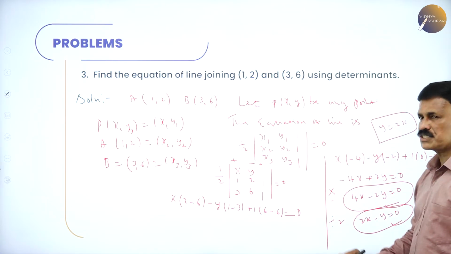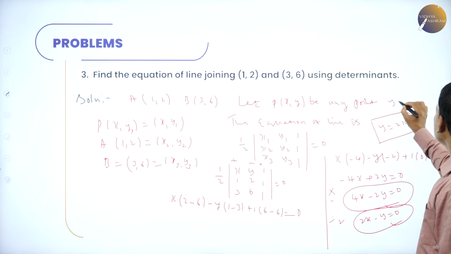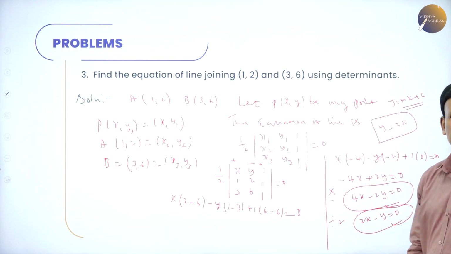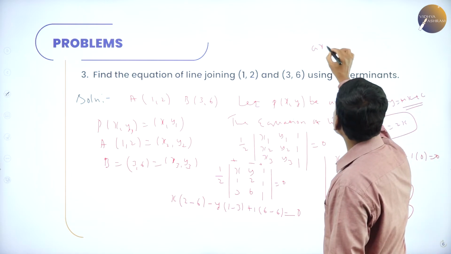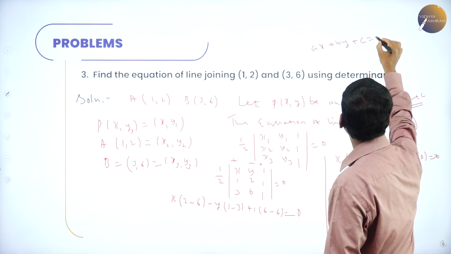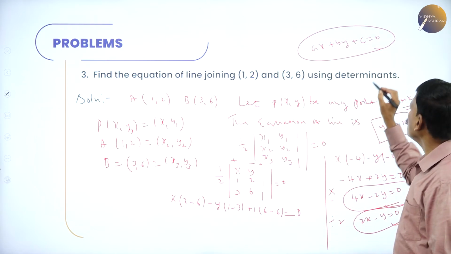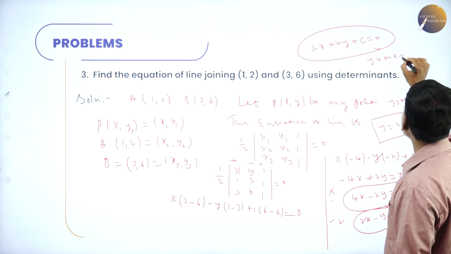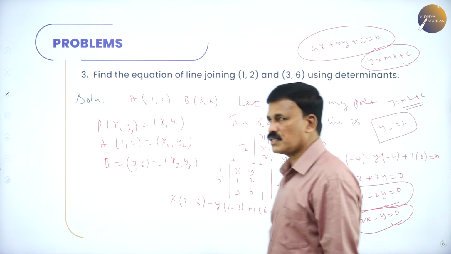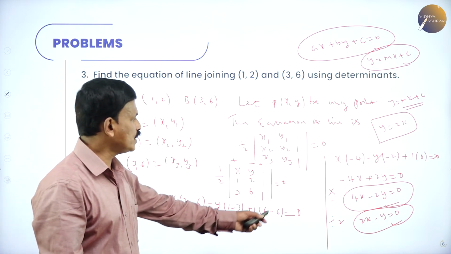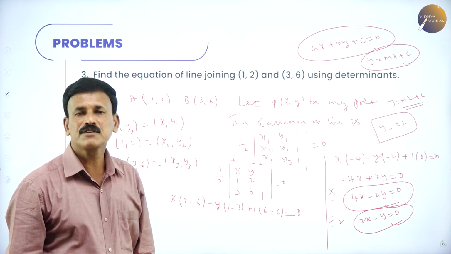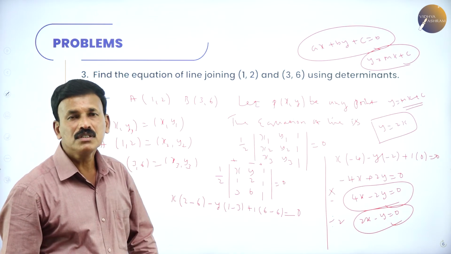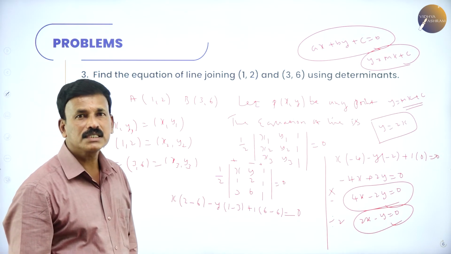Now these are all the equation of a line. This is of the form y is equal to mx plus c, where m is the slope and c is the y-intercept. Or there is one general equation, ax plus by plus c is equal to 0, the equation of a line. Convert to either method, these are the equation of a line. So the equation of the line is 2x minus y is equal to 0, or y is equal to 2x. This is the required equation of the line. This is one of the applications and advantages of matrices and determinants.